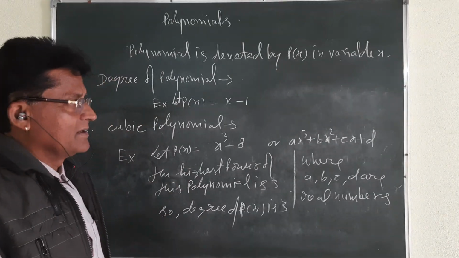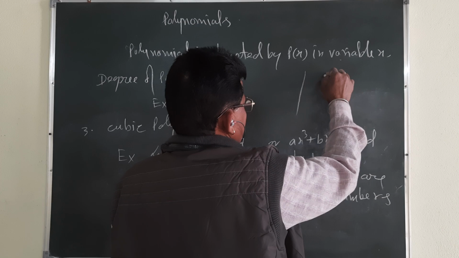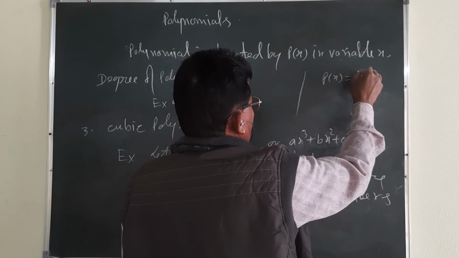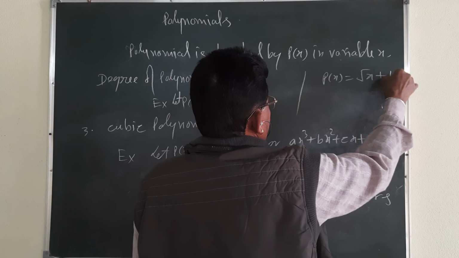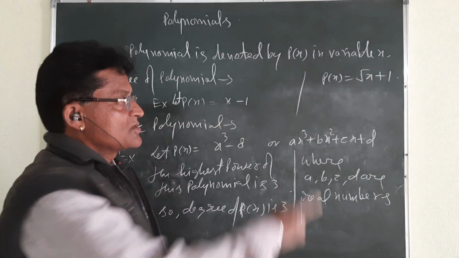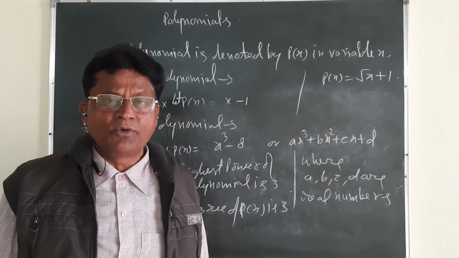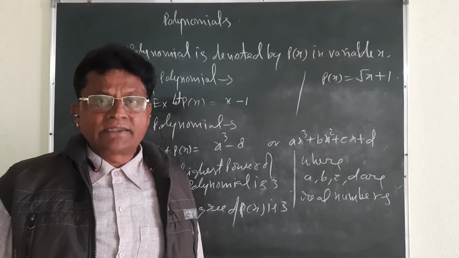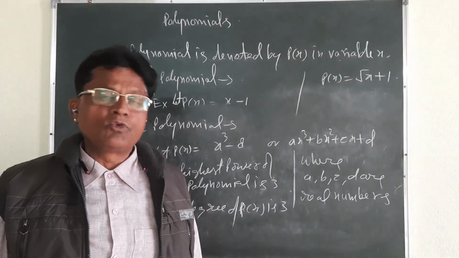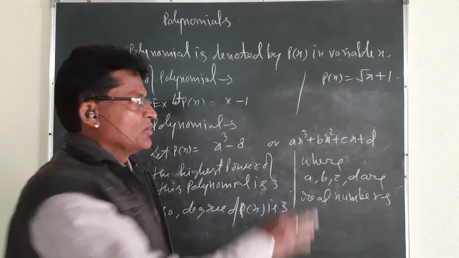That may be given. I am telling you a general knowledge type question. You see, I am taking P(x) is equal to root x plus 1. Whether it is a polynomial or not. My dear student, it is not a polynomial. Why is it not a polynomial? Because the power of the variable should not be in the root form. That is why it is not a polynomial.